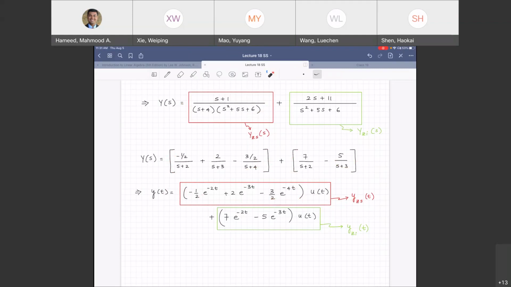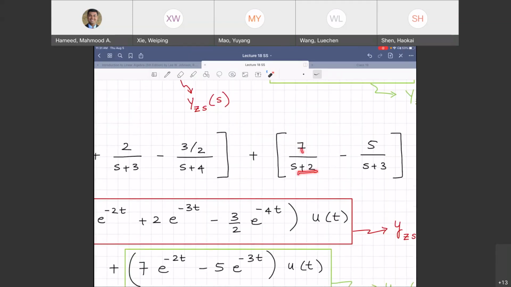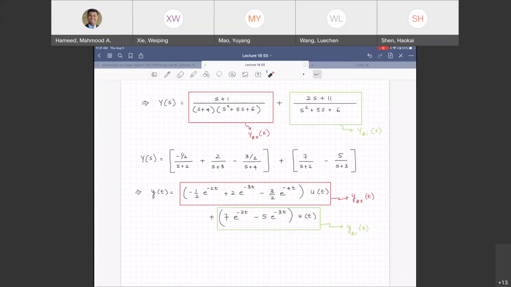Questions here? Solving an ordinary differential equation with initial conditions. Go ahead. The inverse Laplace transform of these terms, right? Say s divided by s plus 2. Yeah. So e to the minus 2t u of t for that, and then multiplied by 7, of course. Questions?